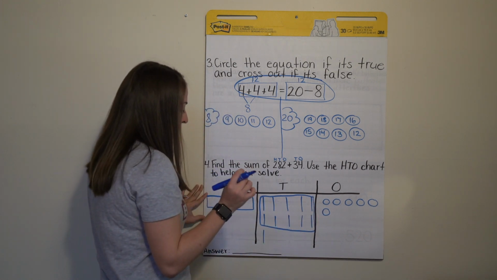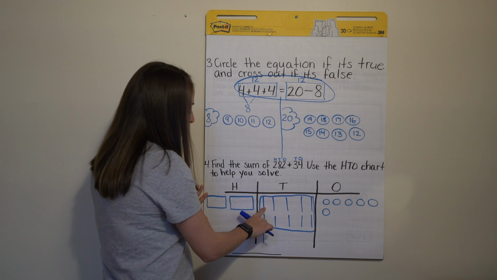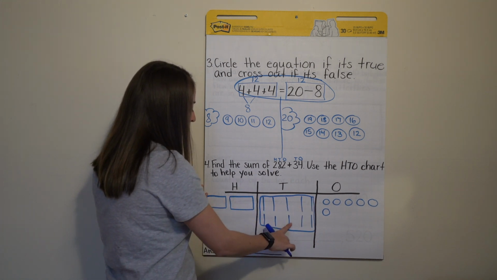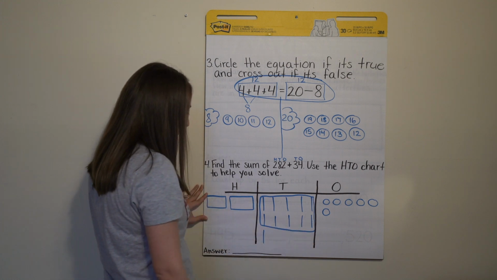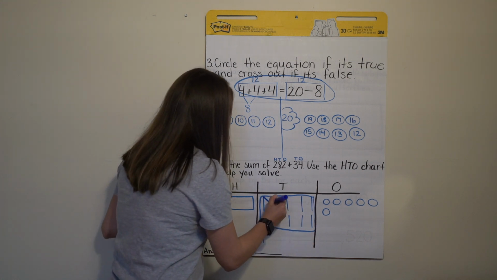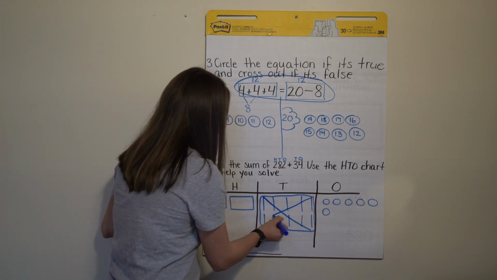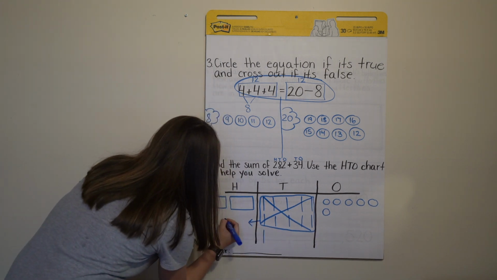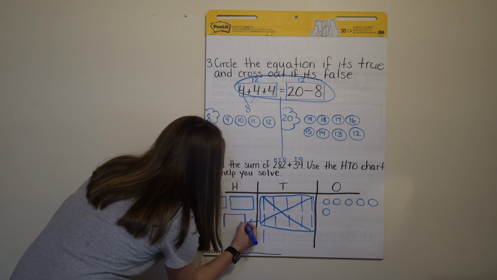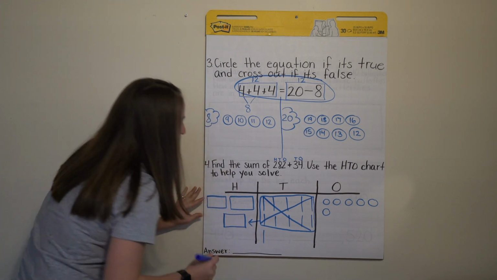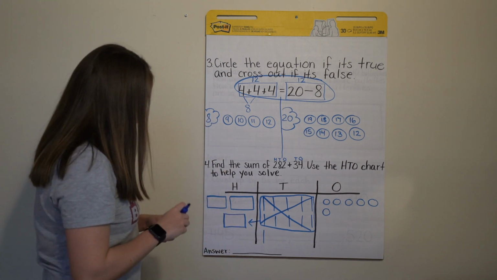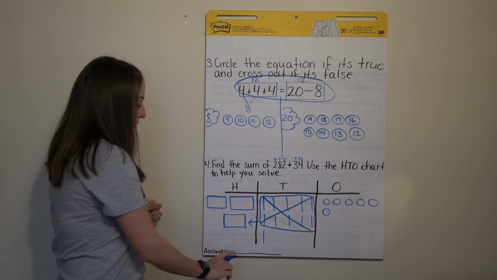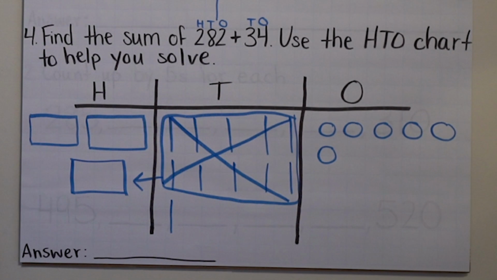Make sure that you have 10 when you circle it. 1, 2, 3, 4, 5, 6, 7, 8, 9, 10. Now I'm going to cross it out. And I'm going to put it on this side so that I can draw another 100. So you should only have 1 ten stick left. Now what you're going to do is you're going to label everything and you're going to write the answer that you get.